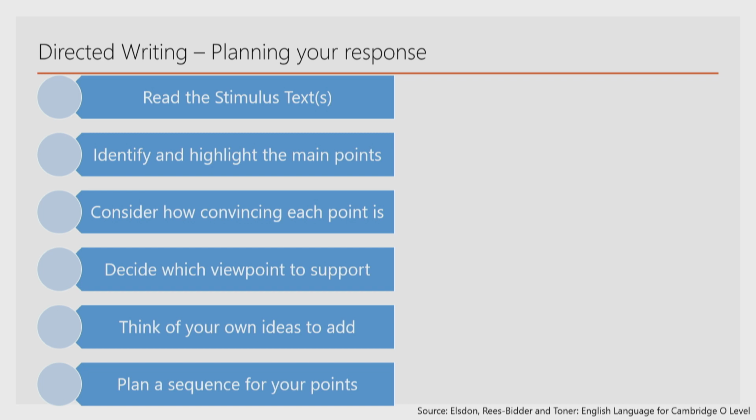Here's one way you could plan your response when dealing with a directed writing task. The set of instructions can help you to plan your response. Number 1, read the stimulus text. Number 2, identify and highlight the main points. Number 3, consider how convincing each point is. Number 4, decide which viewpoint to support. Number 5, think of your own ideas to add. And number 6, plan a sequence to write your points.